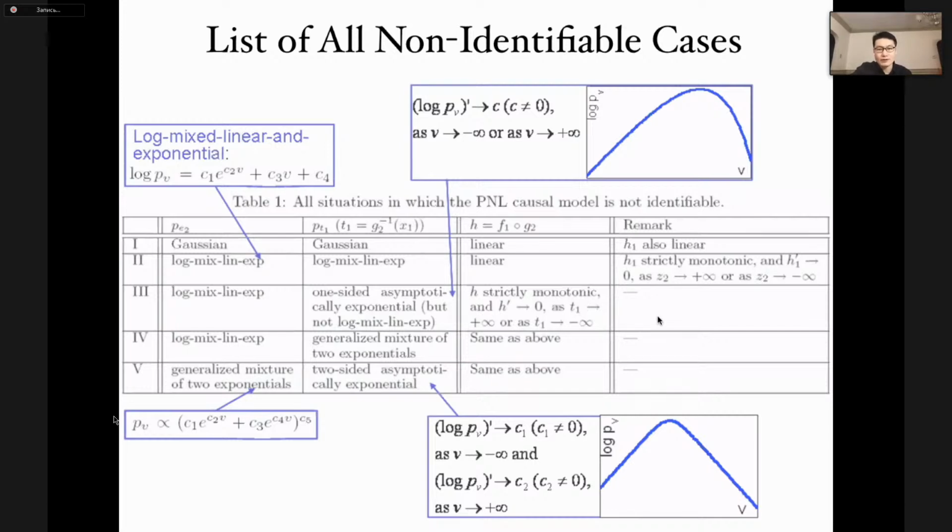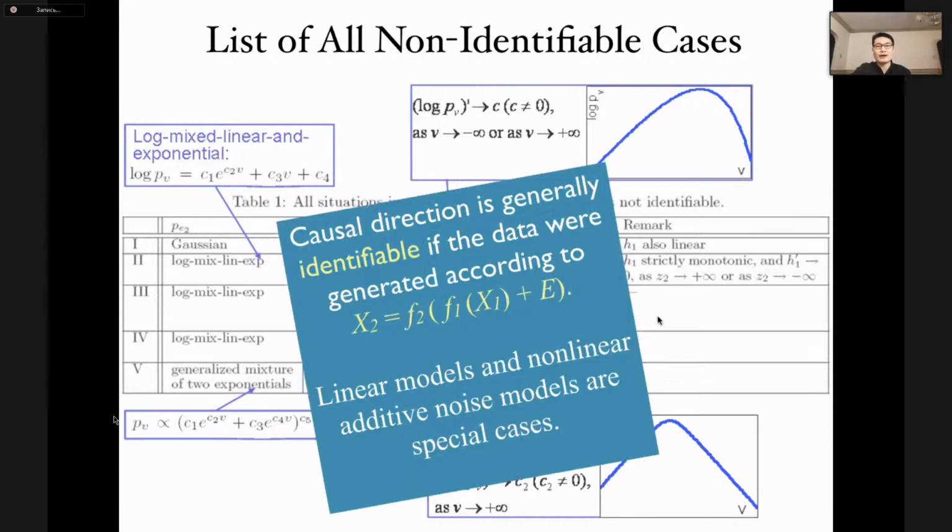So in other words, generally speaking, causal direction is identifiable, even if data were generated according to this very general model. And since the linear model and the nonlinear additive noise model are special cases, this result also applies to those 2 simpler cases. So generally speaking, causal direction is identifiable from observational data, even if we have this very general model to generate the data.